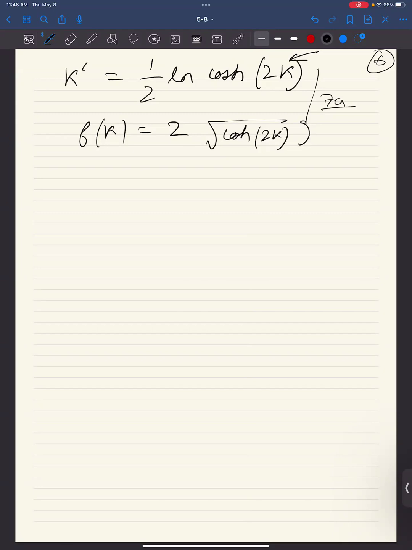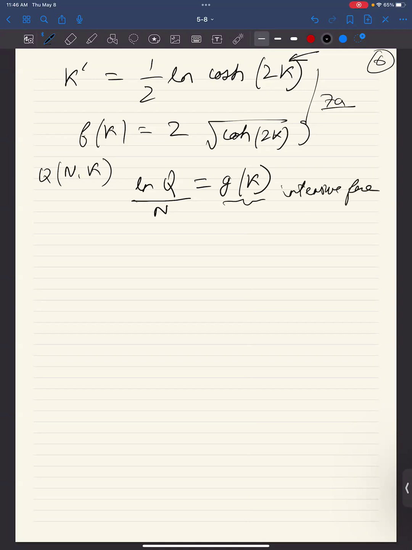Okay, there is a bit more math before we see the power of this. So I have been thinking about the partition function, right? Q. I have been thinking about Q of n comma k. What I'm really interested in is ln of Q, right? ln of Q gives me the free energy. So what I'm going to do is to take ln of Q and divide it by n and call it g of k. This is some intensive free energy.